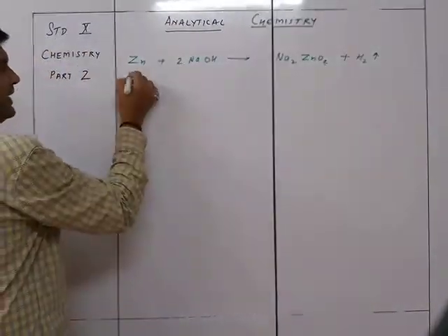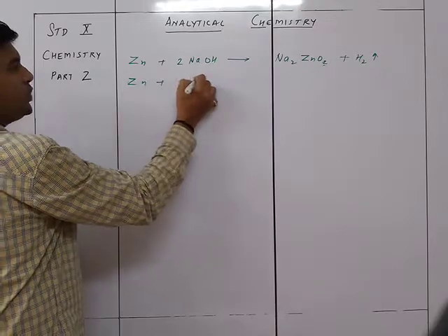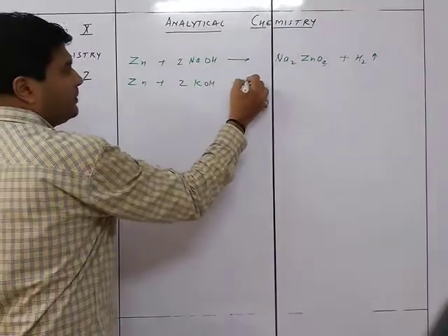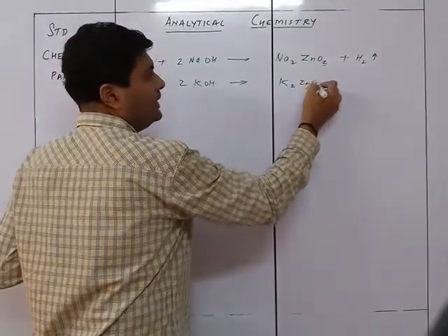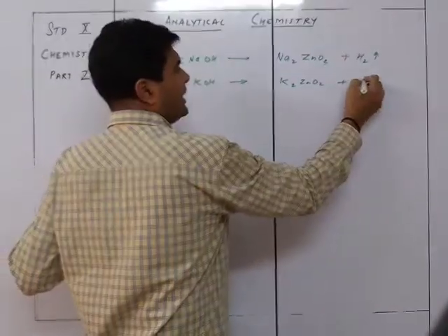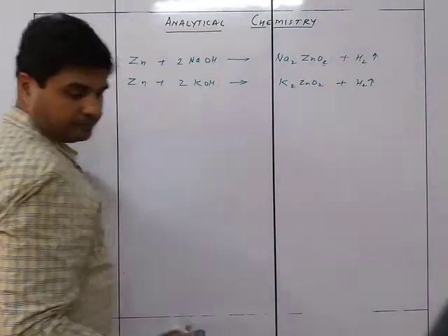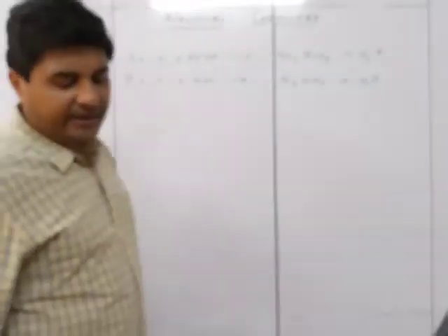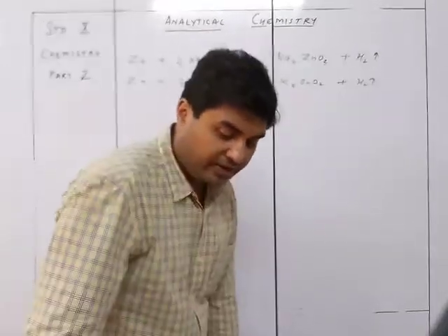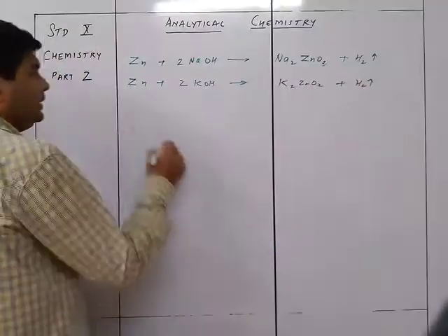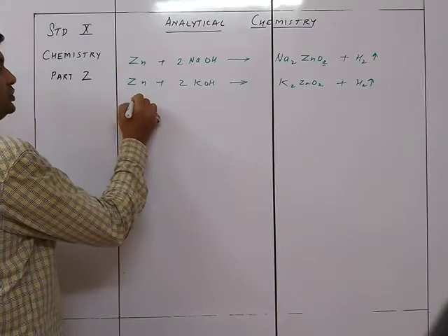Same thing, if I take the zinc and I use 2KOH, again I am going to get a zincate, but it will be K2ZnO2, that is potassium zincate, plus hydrogen gas is going to be evolved. So potassium zincate is going to be formed with potassium hydroxide and sodium zincate with sodium hydroxide. The same reaction also is true for lead.